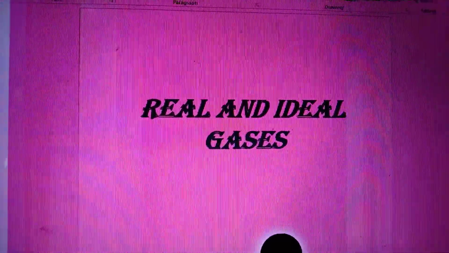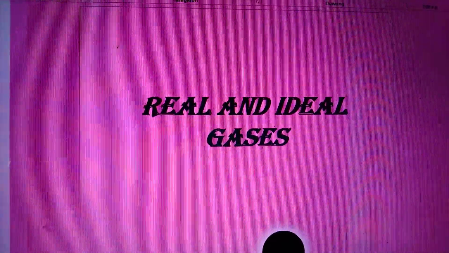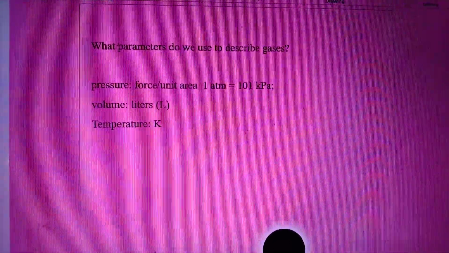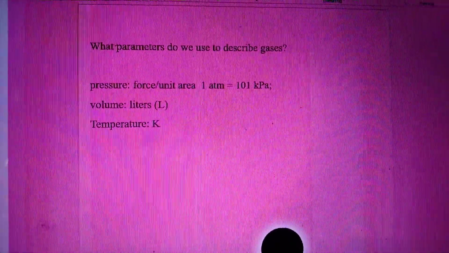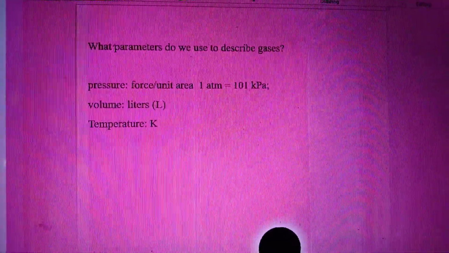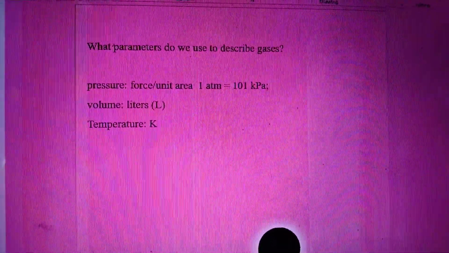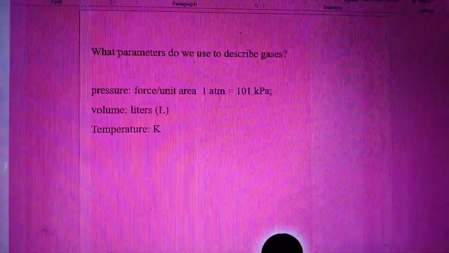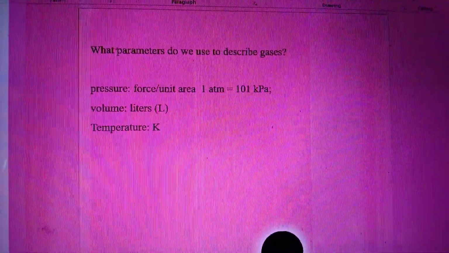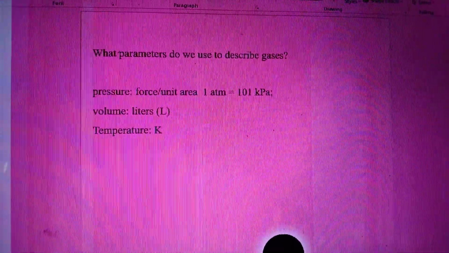So the topic of our video today is real and ideal gases. What parameters do we use to describe gases? We have three: pressure, volume, and temperature. For pressure, force over unit area, 1 atm is equal to 101 kPa. For volume, we have liters, and for temperature, we have Kelvin.